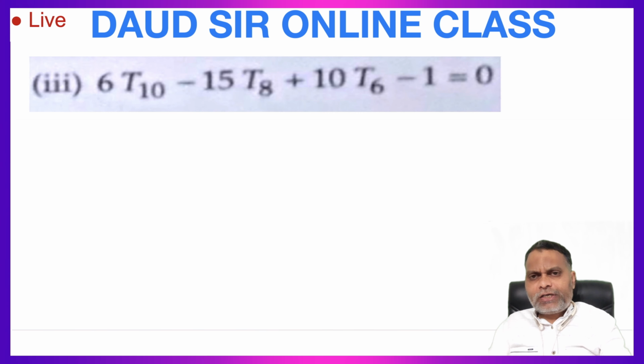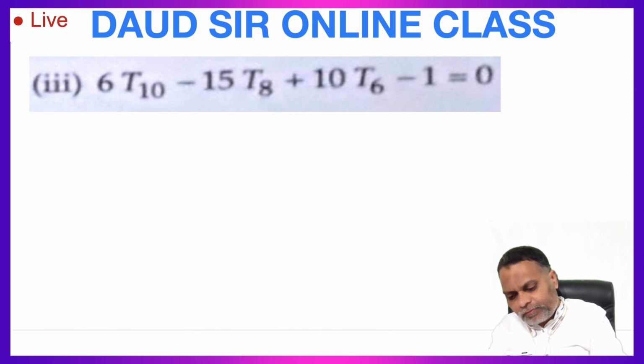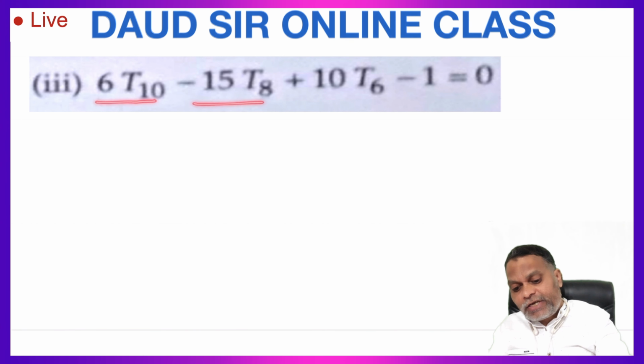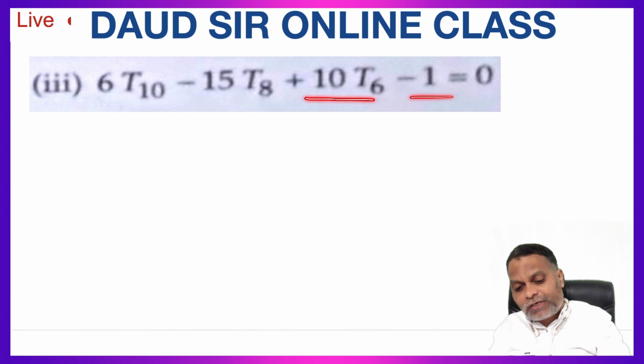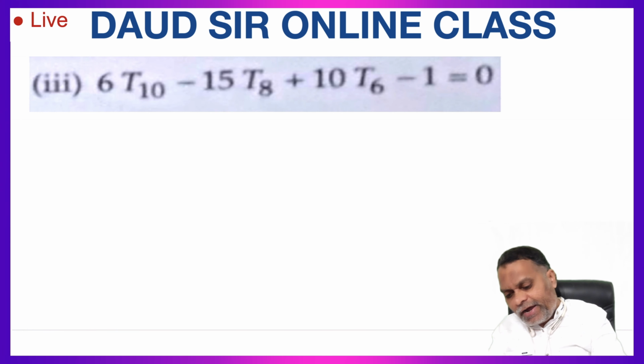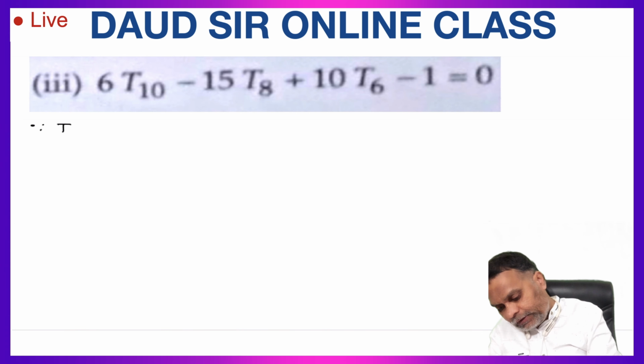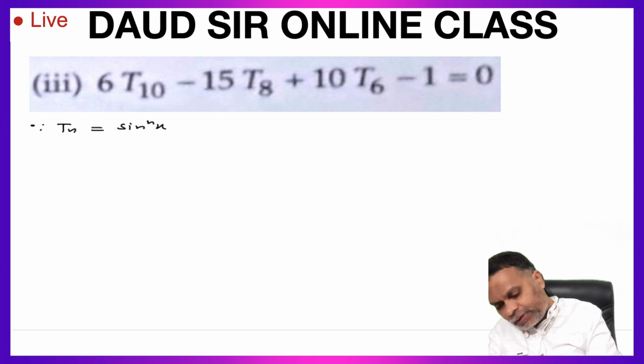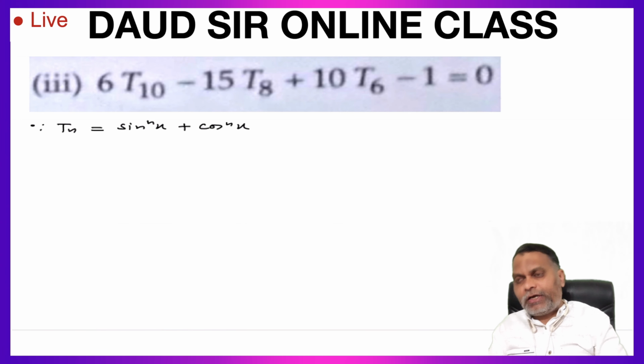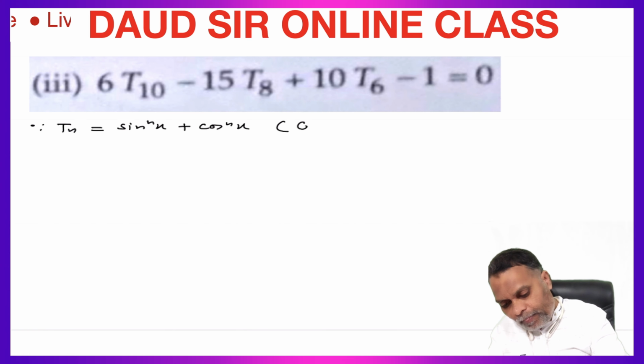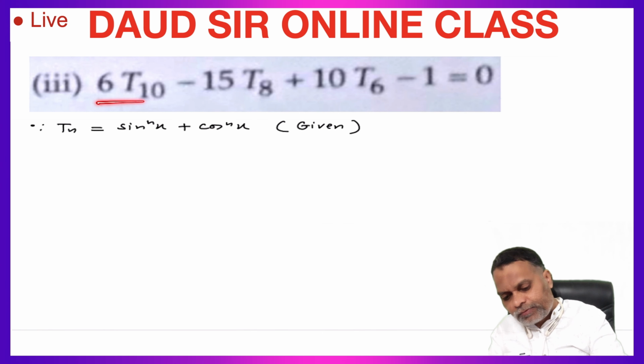Question number 26, last third part. 6t10 minus 15t8 plus 10t6 minus 1 is equal to 0. And since tn is given, tn is equal to sine raised to the power nx plus cos raised to the power nx. It is given. So we have to prove this.